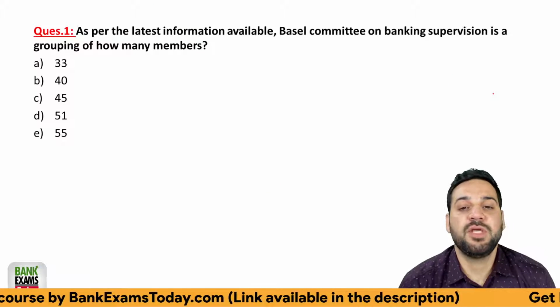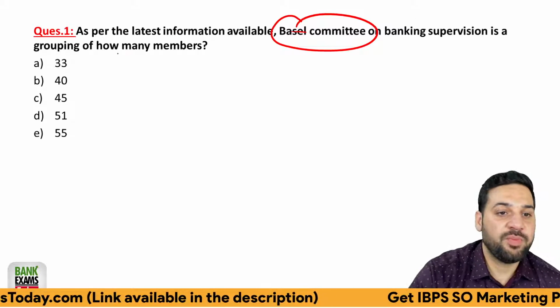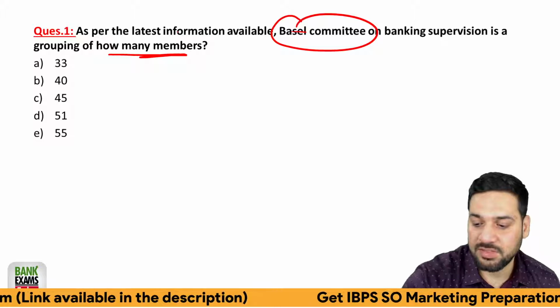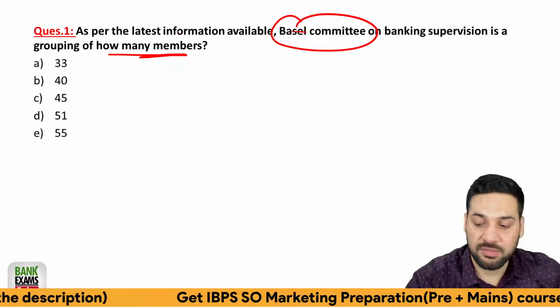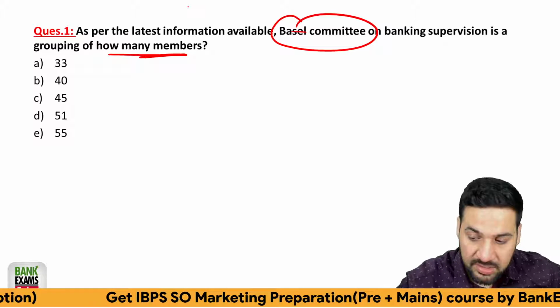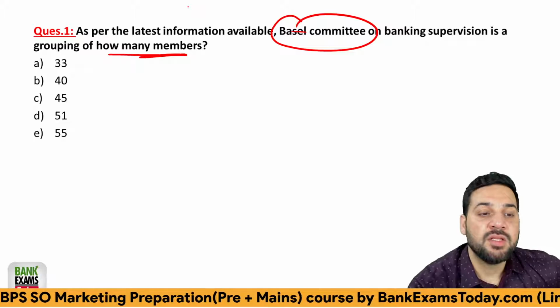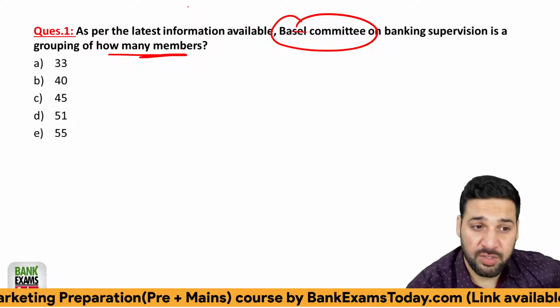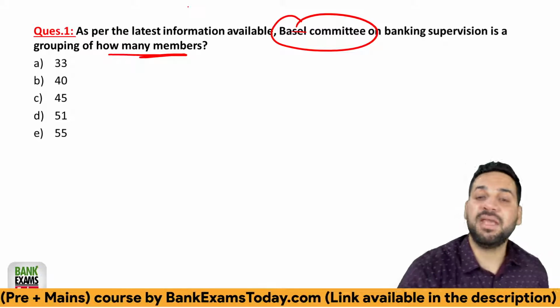As per the latest information available, the Basel Committee on Banking Supervision is a grouping of how many members? How many members are there in the Basel Committee? General awareness kind of a question, but very important. If you know the correct answer, let me know in the comments or super chat. 33, 40, 45, 51, 55. How many members are there in the Basel Committee?